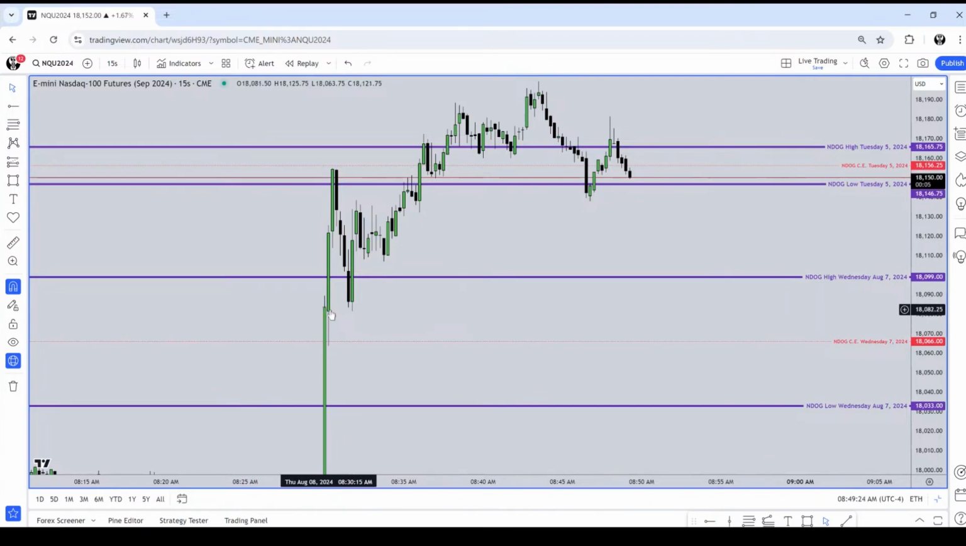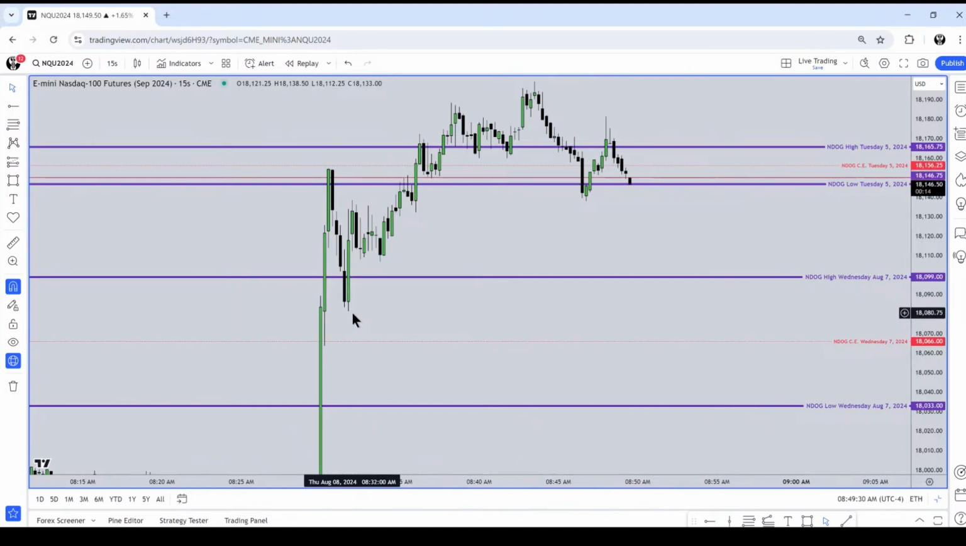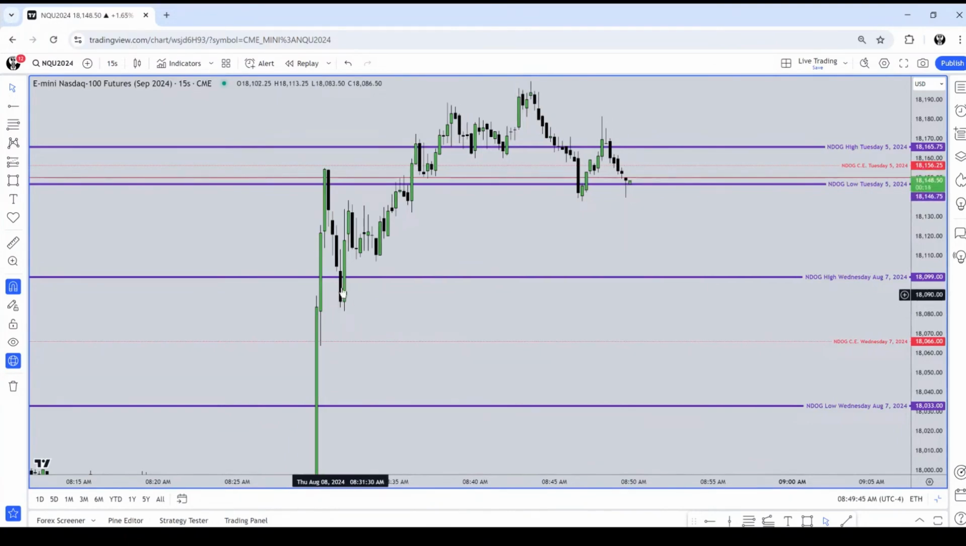That right there is a PD array. One of the 81 that supposedly I don't have. It can touch that perfectly. What's the open on that? 18,081 and a half. What's the low on that candle? 18,081 and a half. Perfect. Perfect. And then it rallies.